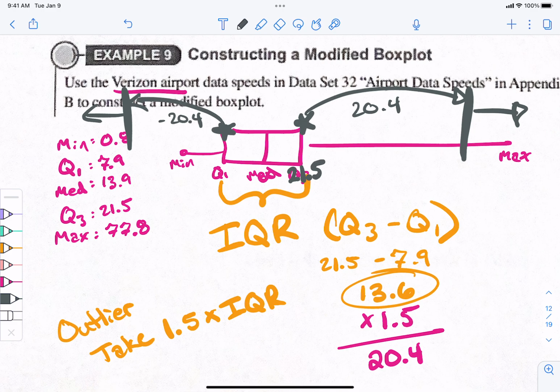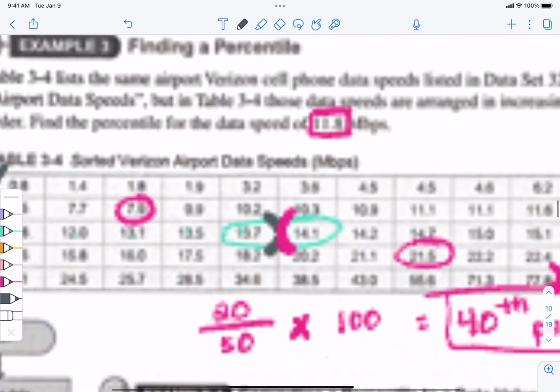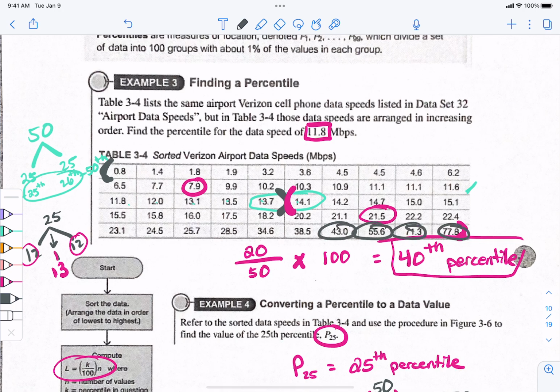So Q1 was 7.9. If I subtract 20.4, I'm in the negatives, right? So I'm not really looking at those because we don't have a negative data speed. But if I add 20.4, what's that? 41.9. So anything larger than 41.9 is considered to be an outlier, okay? I'm going to go back to the original data list here. Anybody larger than 41.9, that is this one, this one, this one, this one. We technically have 4 outliers in this data set, okay?